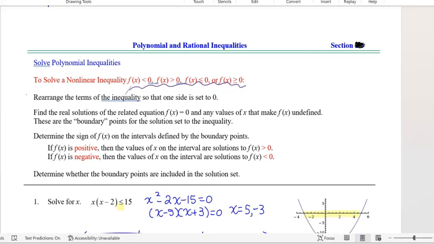At first, we always rearrange the inequality so one side is set to 0. In other words, for example, if you gave me 5x plus 5 greater or equal than, say, x, then we always rearrange that to put all the terms on one side and leave the other side 0.